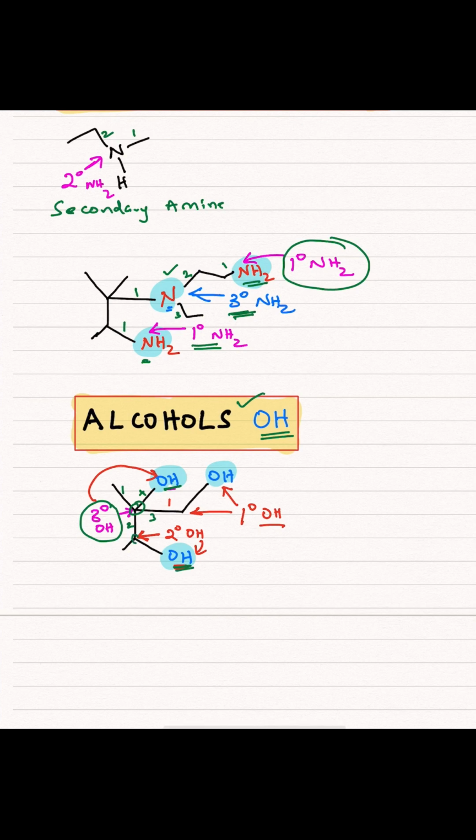When we look at this OH, it's connected to this carbon, and that carbon has 1 and 2 alkyl groups, making it secondary alcohol. And then lastly, if you look at this OH, it's connected to this carbon, which has only one alkyl group connected to it, making it primary alcohol.